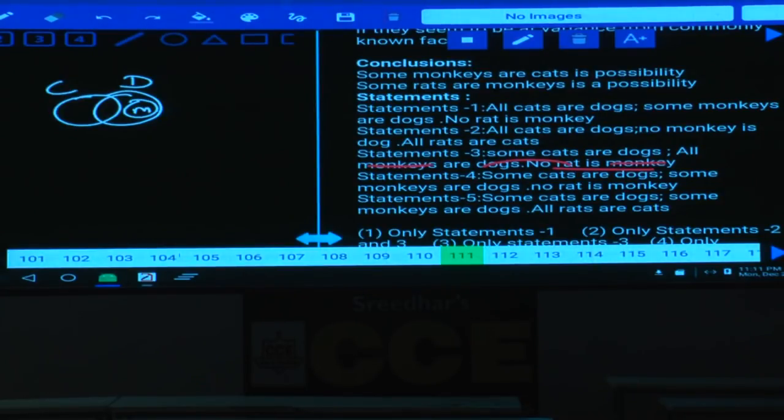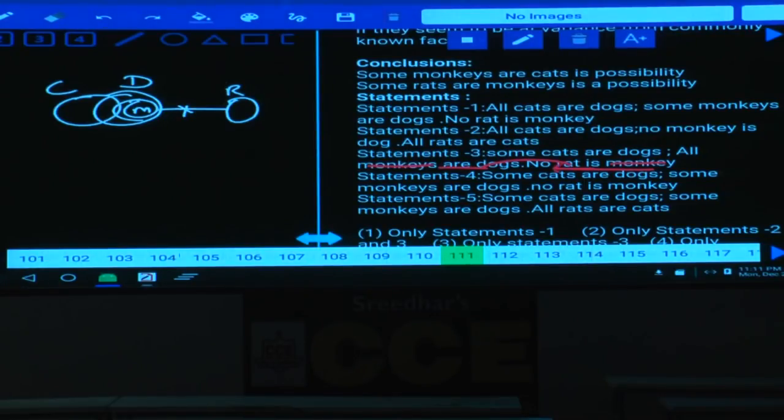Next one, no rat is a monkey. Rat and monkey should not be intersected. And what is the other thing here? All monkeys are dogs. No rat is a monkey. Some cats are dogs. Then with the help of this one, some monkeys are cats. Is it possible or not? Yes, it is possible. I can draw monkey like this. Next one, some rats are monkeys. Is it possible?